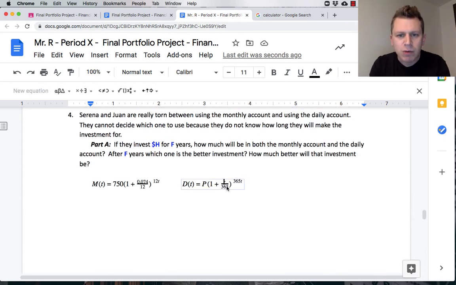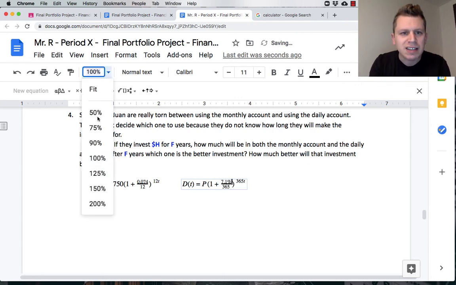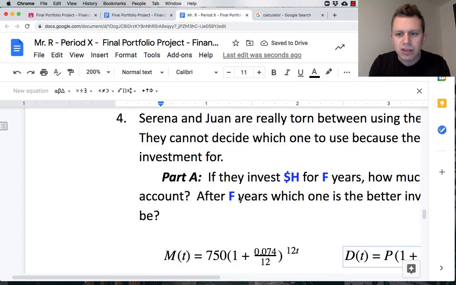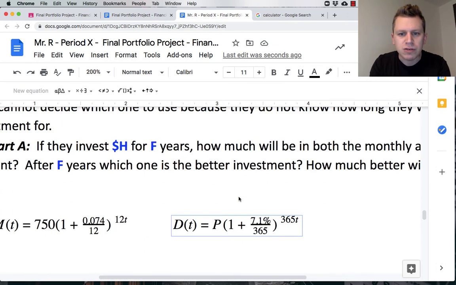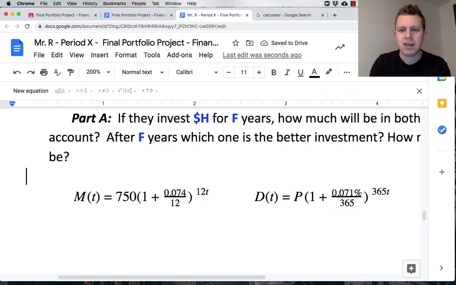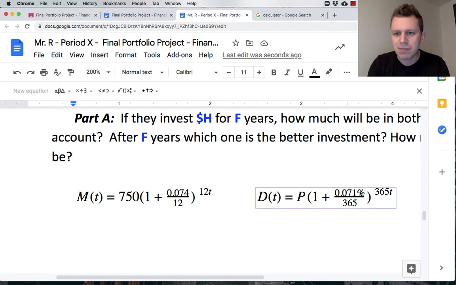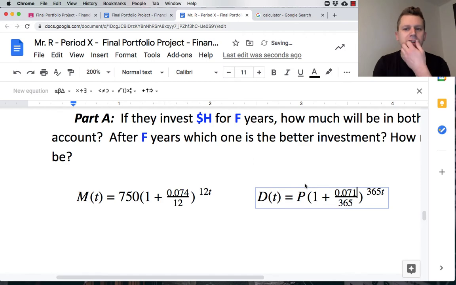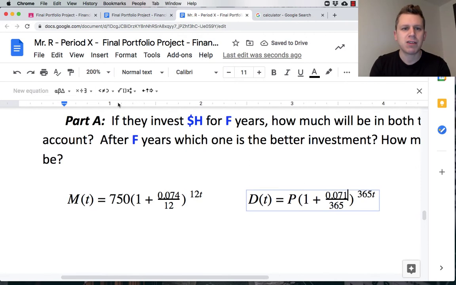Here my rate is 7.1%. And if I write 7.1% as a decimal, you have to move the decimal 2 places to the left. So that's going to be 0.071, no more percent. There's my daily. So now I have the 2 accounts. I got the daily, got this. It's a beautiful thing. Great. Fantastic. Let's go back and read the problem.